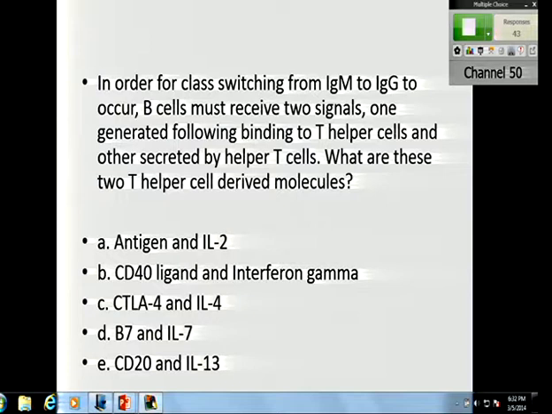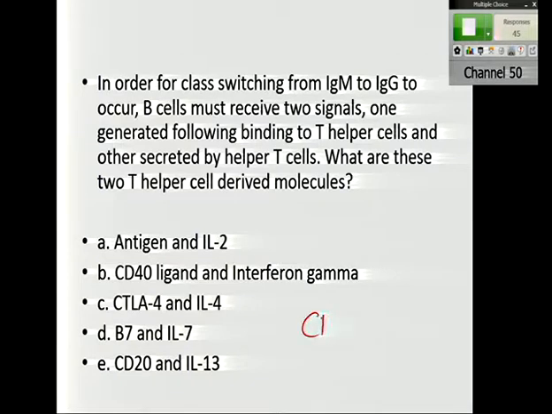For isotype switching, you need CD40 ligand and you also need a cytokine. That cytokine could be interferon gamma, it could be interleukin 4, it could be TGF beta. It could be any of these cytokines, but CD40L is a must, plus a cytokine.